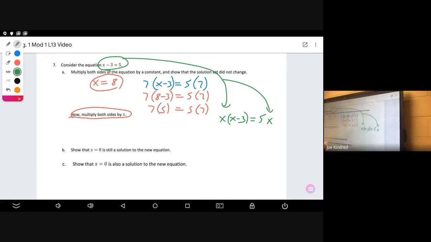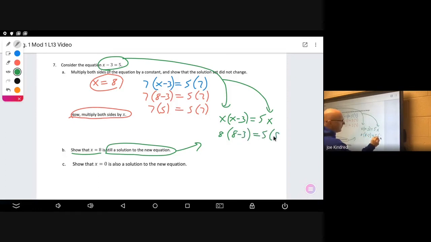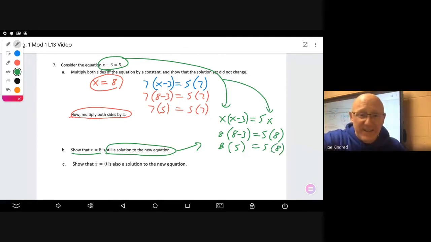So in B it says, show that 8 is still a solution of the new equation. So let's now take and put 8 in and see if we get the same result. Here we go. 8 minus 3 is 5. And in fact, this doesn't impact our solution. These are still equivalent. And then finally in C, the last one we're going to do on this video, show that x is equal to 0 is also a solution.